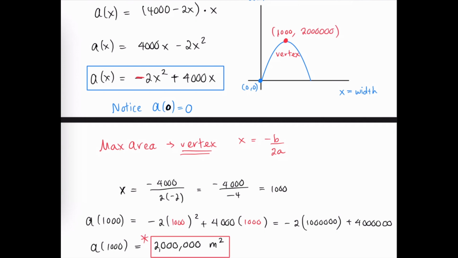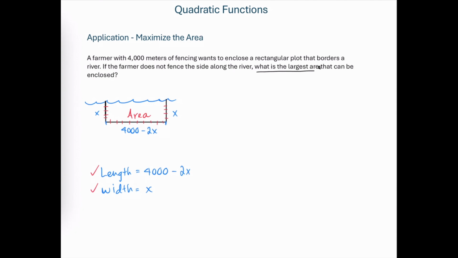Now let's go back up to the beginning to make sure that we've answered the question. The question asked us to find the largest area that can be enclosed, and so our final answer would be that 2 million meters squared.